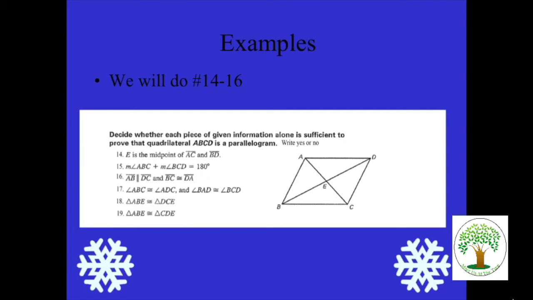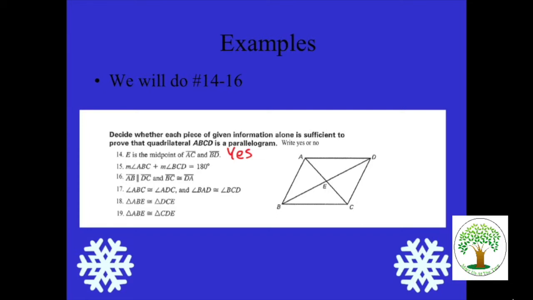So we need to decide if they told us on number 14 that E was the midpoint of AC and BD, would we have enough information for that to be a parallelogram? Yes, because the diagonals bisect each other. We do not have to write the reason, but the diagonals bisect is the correct one.